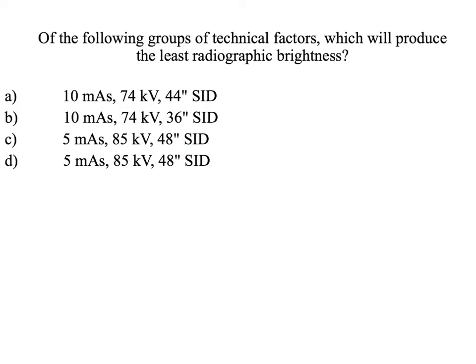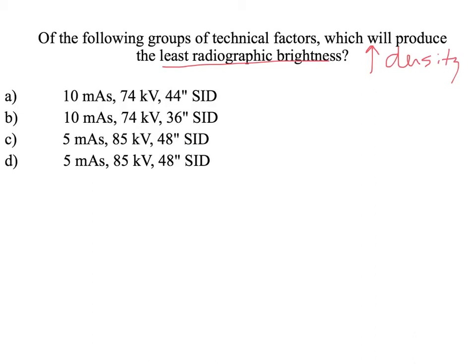So we're on question 7. We've kind of upped the ante a little bit. Of the following groups of technical factors, which will produce the least radiographic brightness? If it's the least radiographic brightness, it's the most radiographic density. So this is an old problem. They've just put new wording on. The least radiographic brightness equals an increase in the density. Just different ways to think about the same stuff.